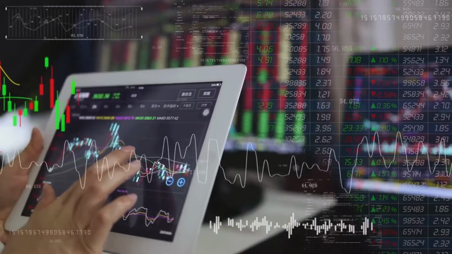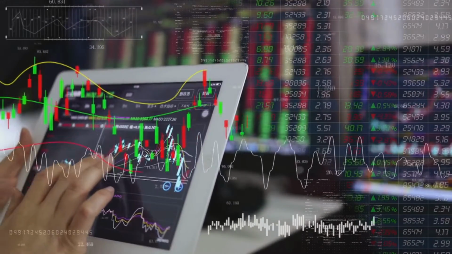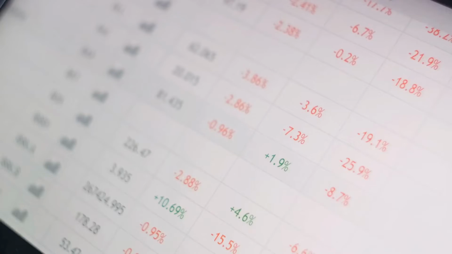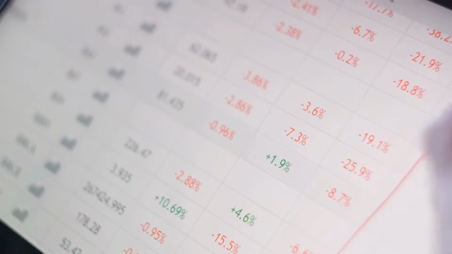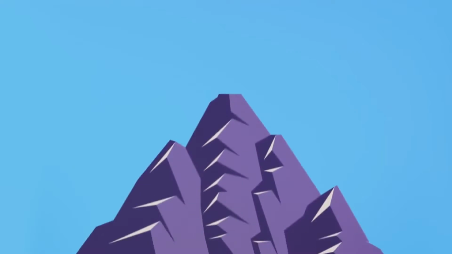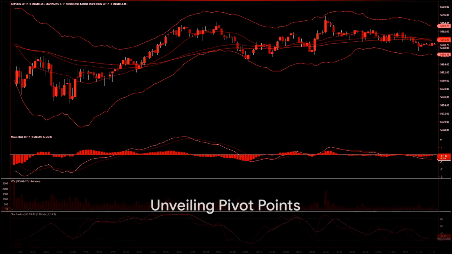Imagine the power of combining these two, the clarity it could bring to your trading decisions, and the potential profits it could yield. Intrigued? Stick around to uncover the step-by-step process of using pivot points to trade breakouts. Prepare to elevate your trading game. To start with, let's delve into understanding what pivot points are.